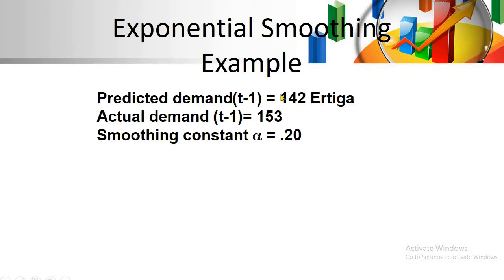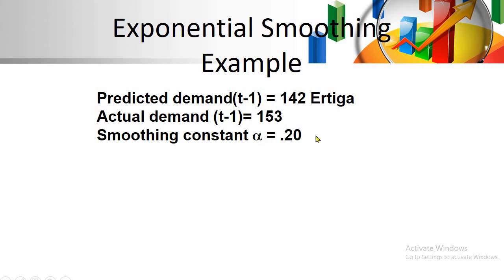So this is the predicted demand, which is 142, and this is the actual demand, and this is the smoothing constant. Let's see what this is. See, the major difference between the moving average methods and this is that we include the actual demand also here. We consider the actual demand also. Like the previous error, whatever we made, we consider that while calculating the next forecast.